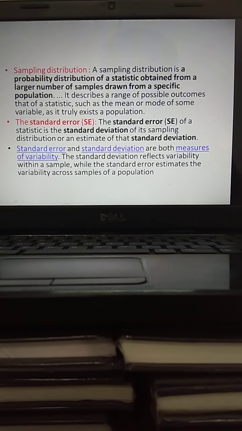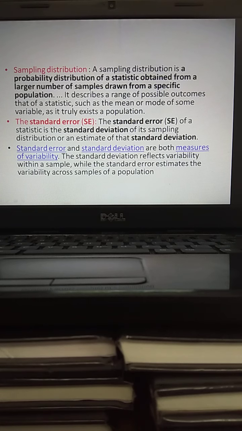Now, these two are very, very important definitions. The sampling distribution. What is a sampling distribution? A sampling distribution is a probability distribution of a statistic obtained from a large number of samples drawn from a specific population. It describes a range of possible outcomes of a statistic, such as the mean or mode of some variable, as it truly exists in a population. Okay. Now all of you look here.